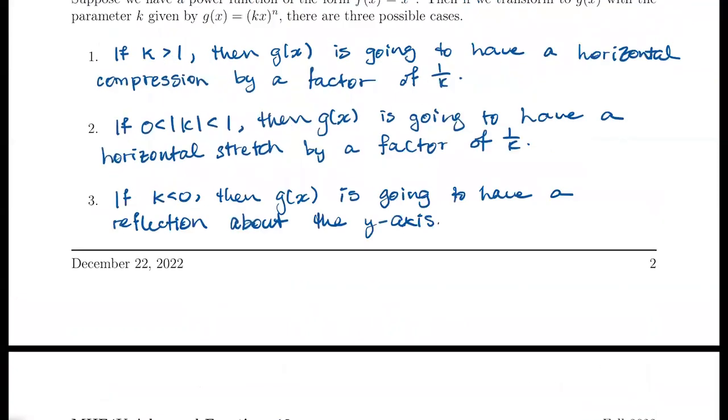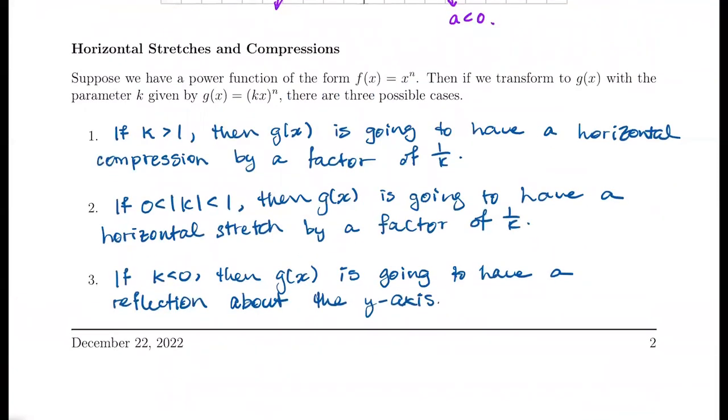So these are the three scenarios that we have. When k is greater than 1, we're going to have a horizontal compression. When the absolute value of k is between 0 and 1, it's going to have a horizontal stretch. And the last one, when k is less than 0, it's going to have a reflection about the y-axis.